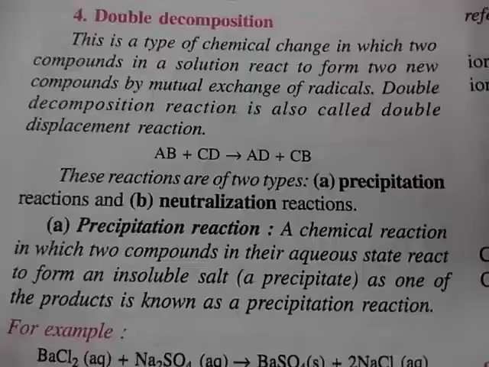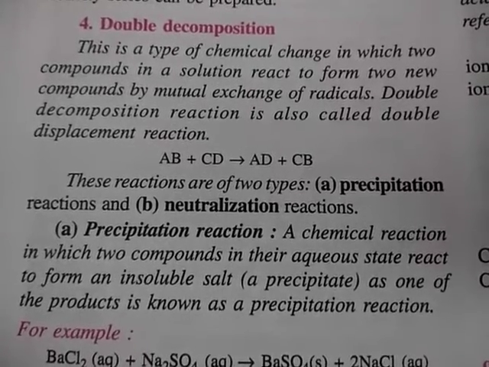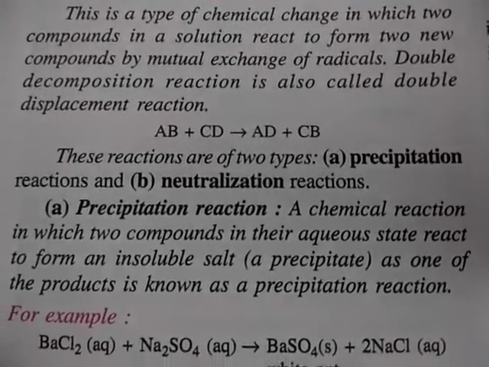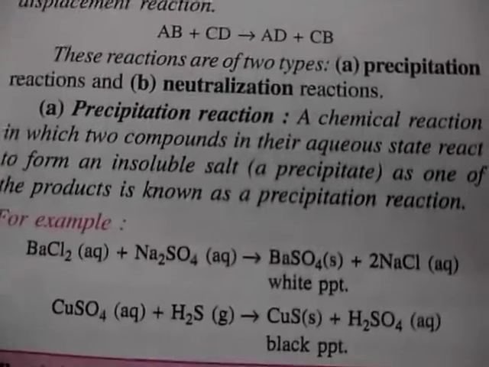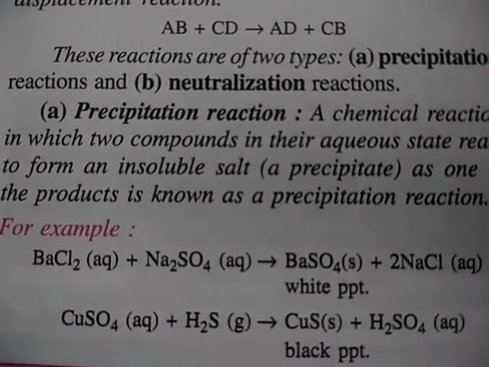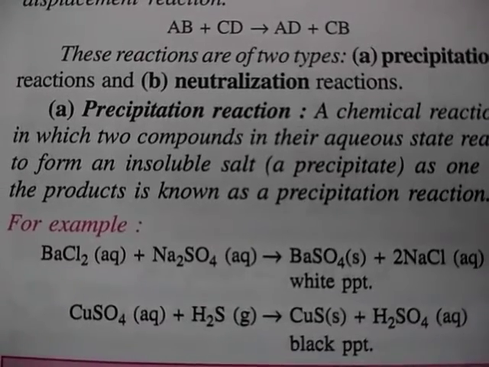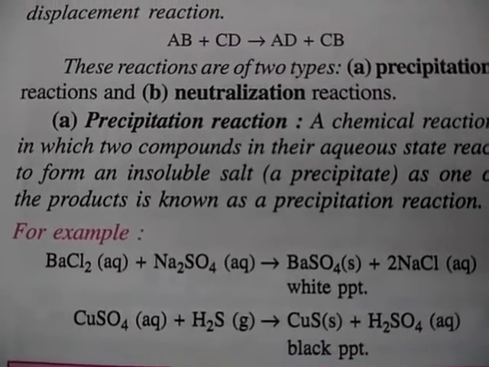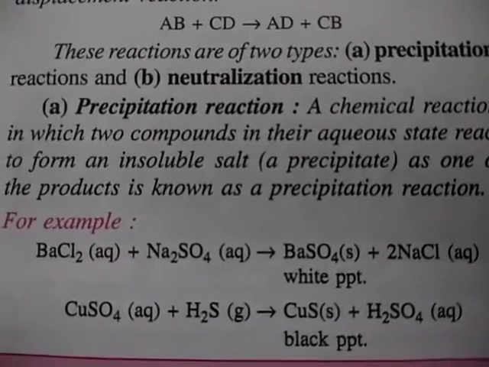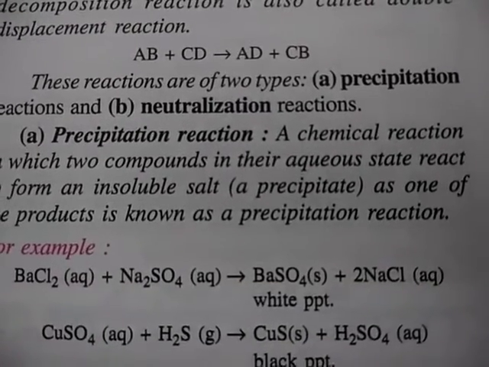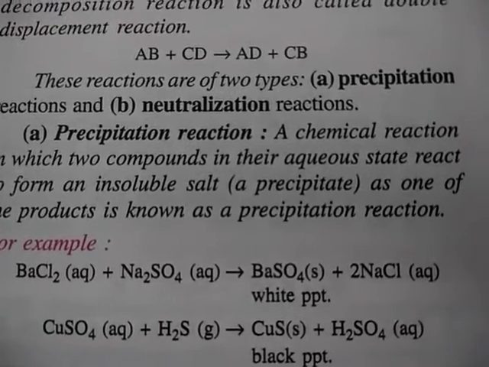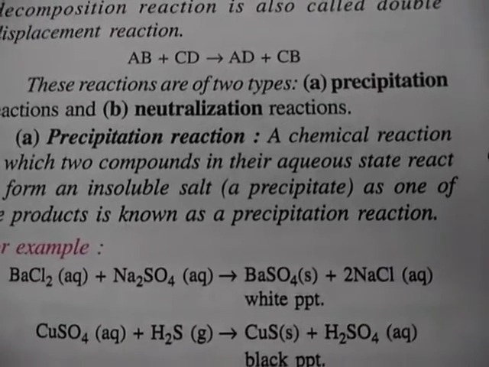Now furthermore, this double decomposition can be of two types, precipitation or neutralization. Now what is this precipitation? As you can see in this reaction, when two solutions like BaCl2, barium chloride, and Na2SO4, sodium sulfate, are both in aqueous phase, means they are in solution form, they react, then BaSO4, a solid, has been formed, and its color is white, so that's why it has been written as white PPT.